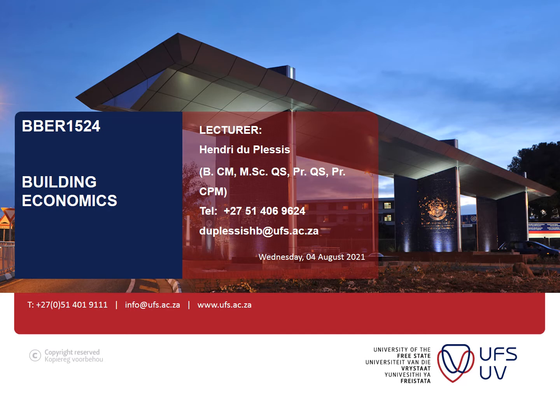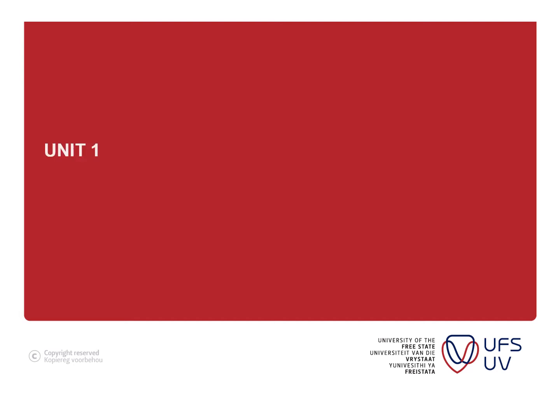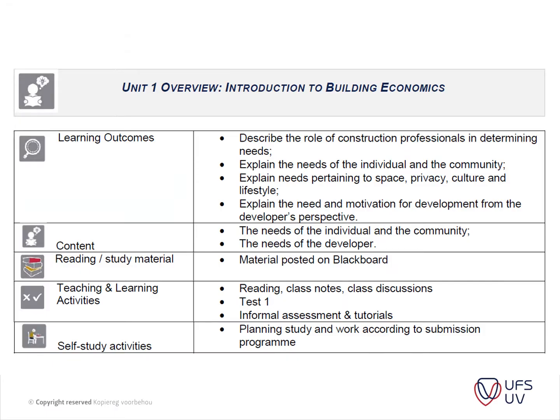So today we're going to look at chapter 2 of unit 1, and we're going to look at the needs of the individual and the community, as well as the needs of the developer. So within this chapter we're going to look at how most developments are undertaken due to a market design or market demand. Each development has a certain amount of demand.